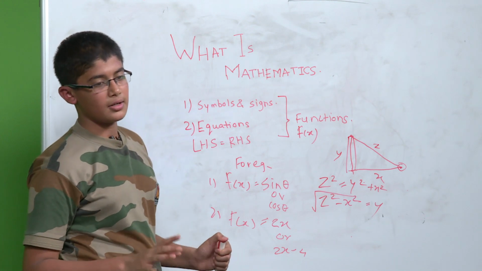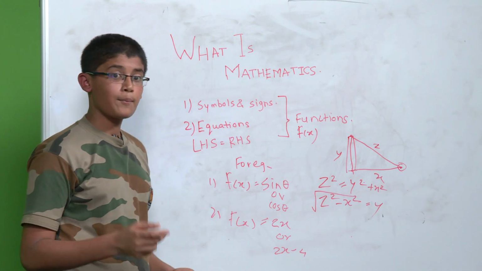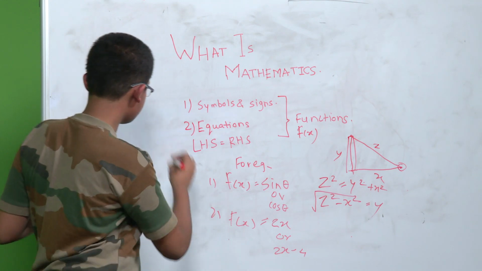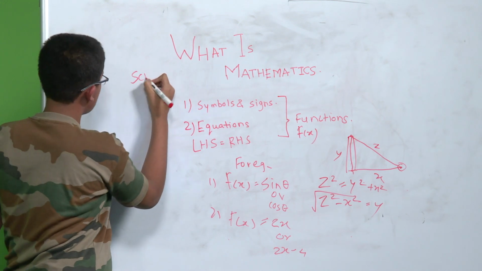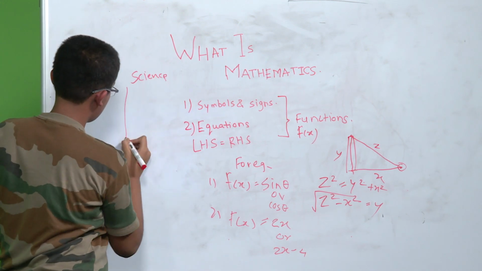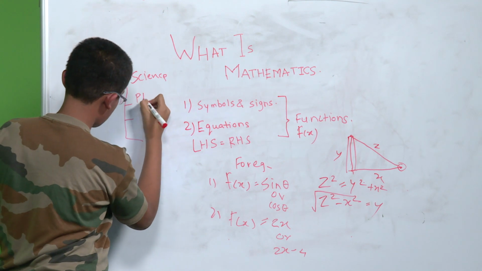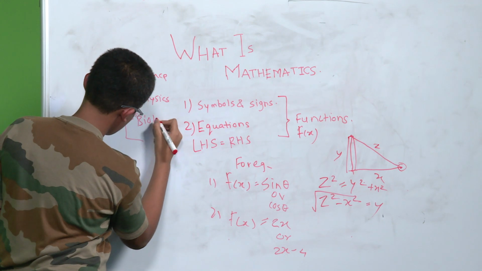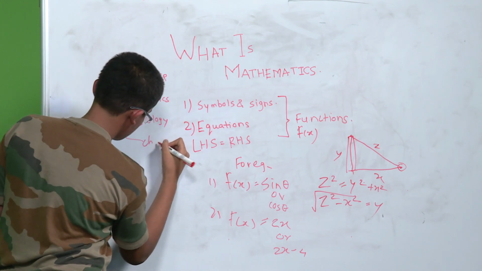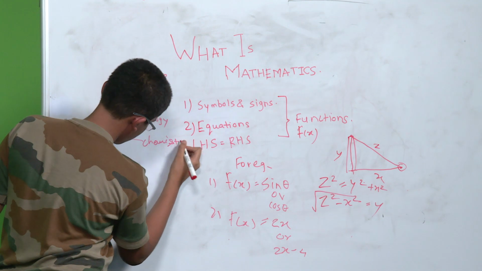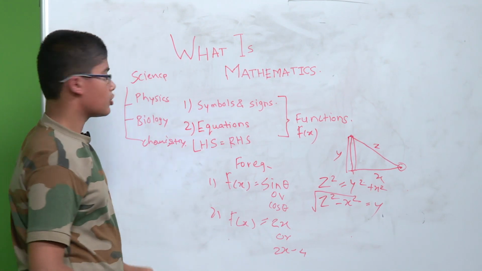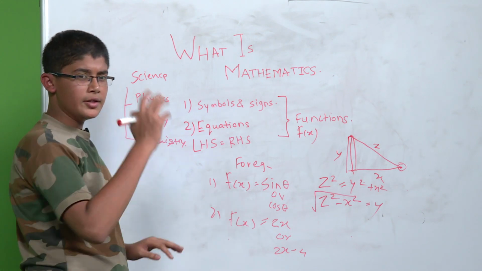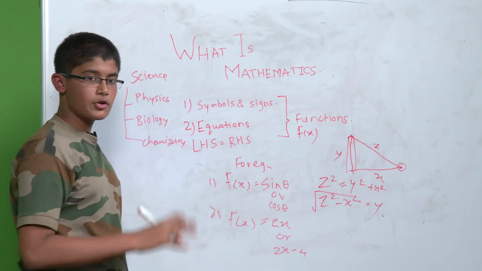Let us suppose we have many subjects like science, English and history in school. In science we have three branches. So science comprises physics, biology and chemistry. These are the three main branches of science: physics, biology and chemistry. In each and every branch we have to use mathematics.